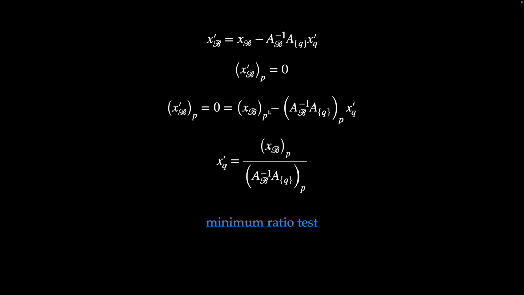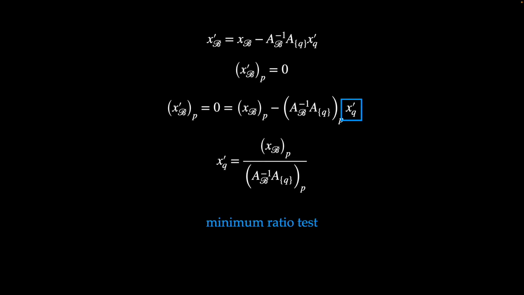Okay, the reason for that: when xq prime is 0, this is just a strict equality between x basis prime and x basis. As we start increasing xq prime, then as soon as one of these components becomes 0, that's the first one that we want to take. Okay, that's why we're interested in the minimum ratio. So this is solving for that specific xq prime.